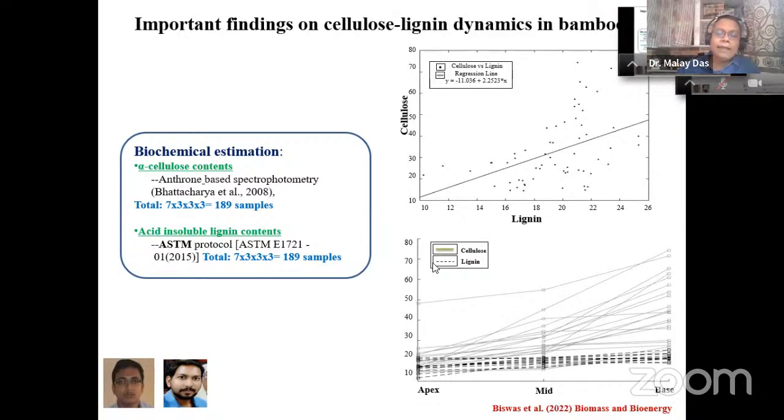And as you see in this graph, in general the cellulose and lignin content, the biochemical content, was positively correlated. In addition, when we analyze the level of cellulose and lignin in different physiological stages like apex, middle, and base, as you see here, the amount of cellulose drastically went up with the progression of the physiological age, while for the amount of lignin, the progression was not so fast.